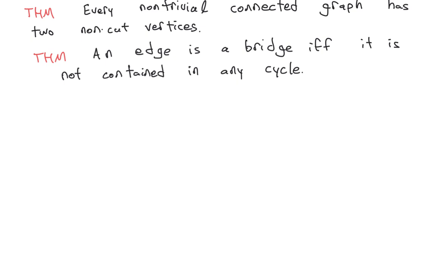Similarly, if you're interested in edge connectivity, the corresponding version for edges is that an edge is a bridge if and only if it is not contained in any cycle. So in other words, if you have a connected graph and it's not a tree, you're guaranteed to find an edge that's not a bridge so that you can delete that edge and the result is still a connected graph. So that allows you to do induction proofs on the number of edges in a connected graph.